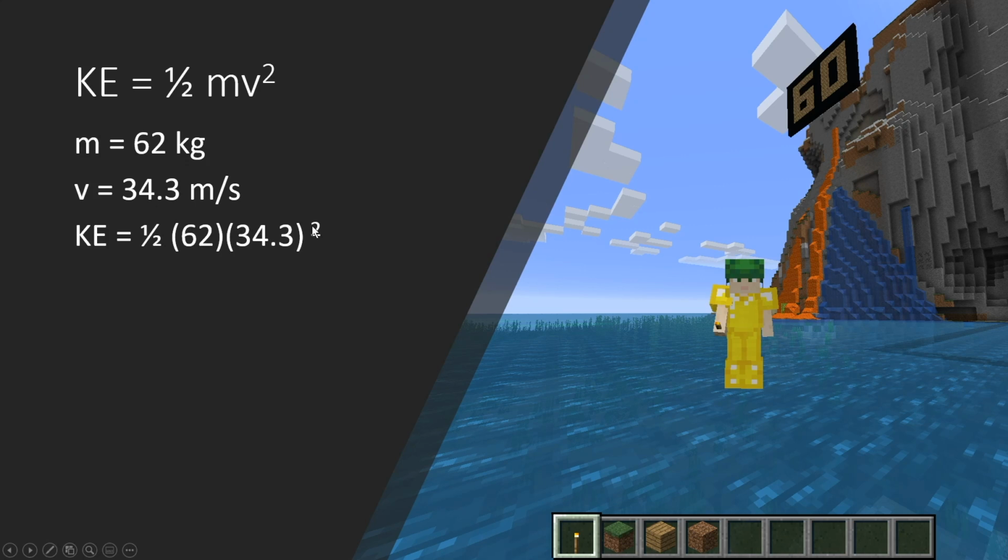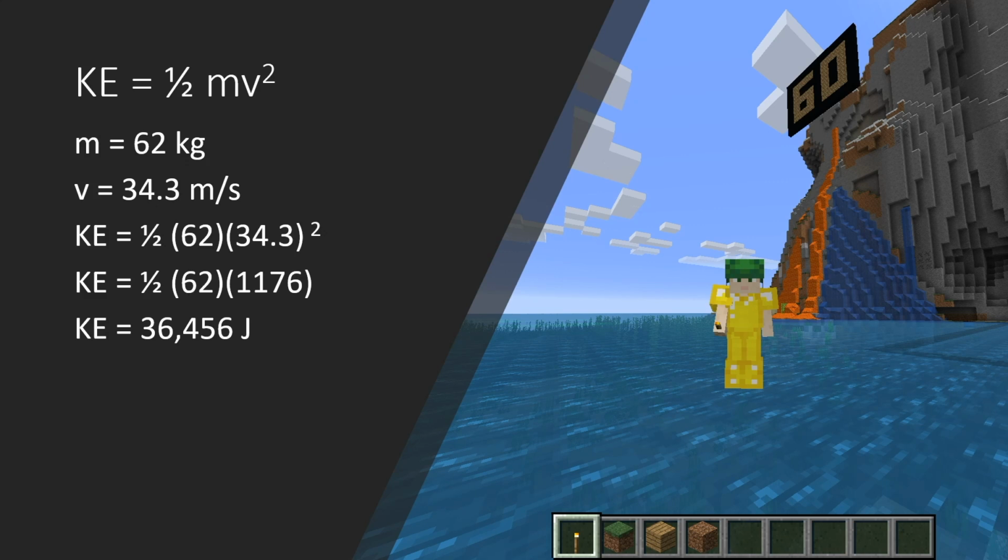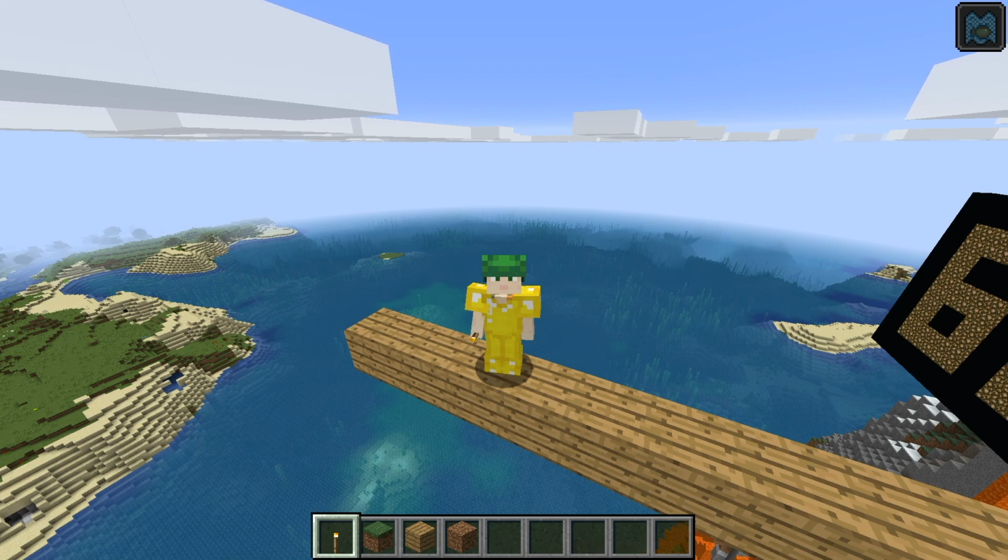So, realistically, I would start with the 2 here, the squared, and what you should get is that kinetic energy will equal 1/2 multiplied by 62 multiplied by 1,176. That is going to be 34.3 squared. So once we get those values, we can then finally solve. We can plug this all into our calculator, and remember, 1/2 can be entered as 0.5 into your calculator. And if you multiply all of these values together, you should get that your kinetic energy equals 36,456 joules.